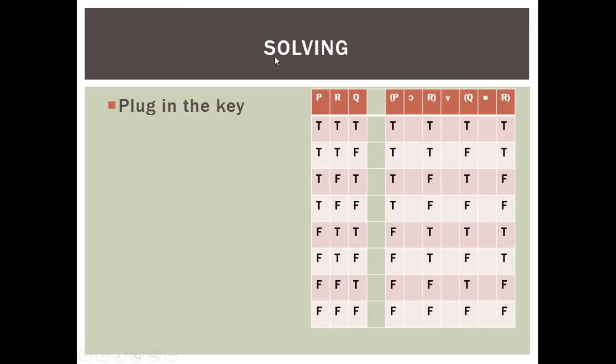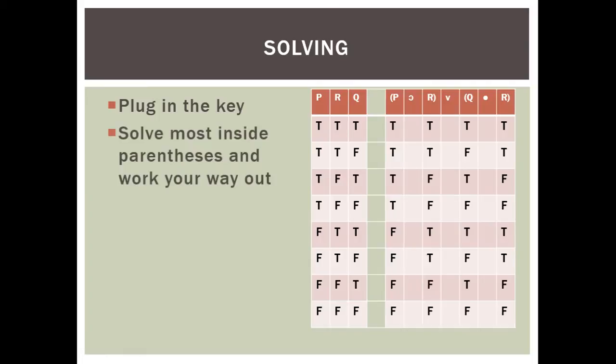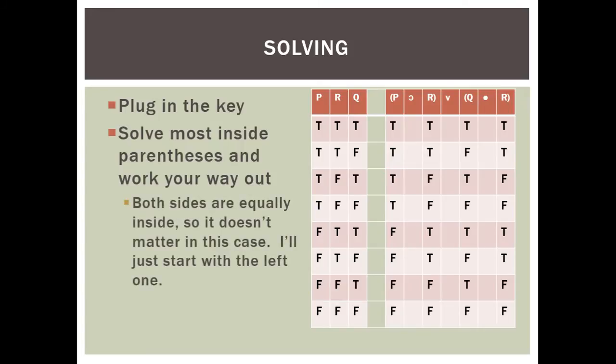Next step, you solve the most inside parentheses first and work your way out. In this case, we have 2 sets of parentheses. The wedge is the most exposed. That's going to be our last thing we solve. That's the main operator. We're going to start with the horseshoe and we're going to start with the dot because those are both enclosed. If I was ambidextrous, I'd do them both at the same time, but I'm not, so we're just going to pick one and do it first. In this case, we're going to start with the left one.